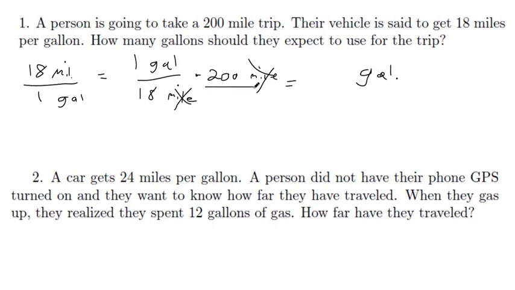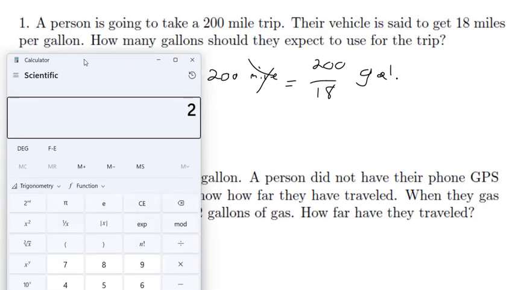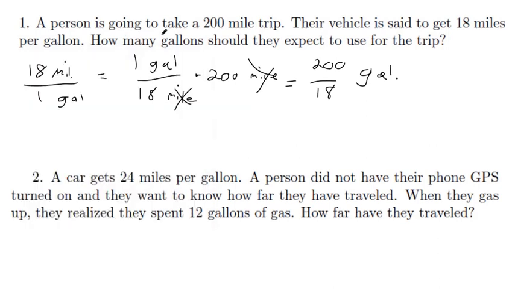So make this into a fraction: 1 times 200 makes 200, and 18 times 1 makes 18, so it's 200 out of 18 gallons. But that obviously isn't helpful, so let's simplify that a little bit more. It's 11.1 gallons, so just a little bit over 11 gallons is what you should expect to use.